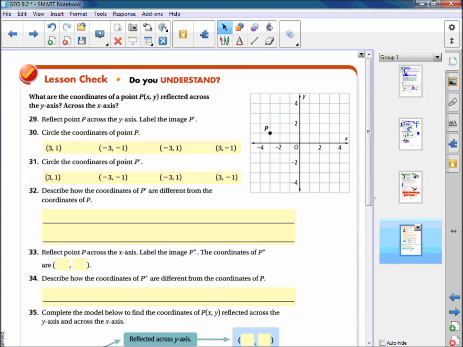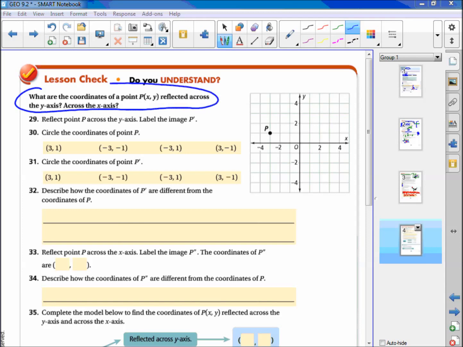So as always, the last page here is a lesson check. And pause the video, give it a try yourself, and then come back and check it over. Okay, welcome back. Hopefully you did a lesson check and found some shortcuts for reflecting points across the X and Y axis. All right, well, the big question here, what are the coordinates of the point XY after it's been reflected across the X axis and the Y axis?